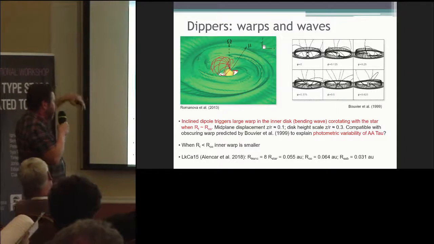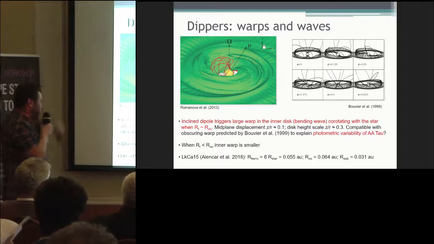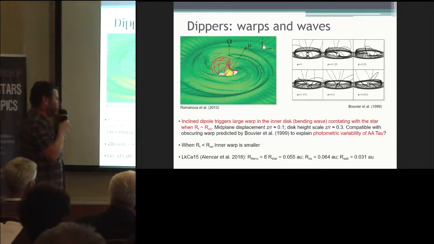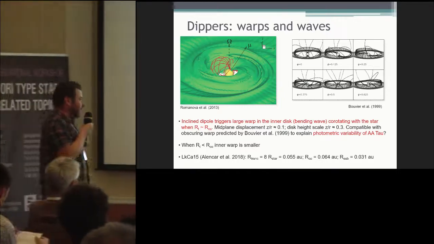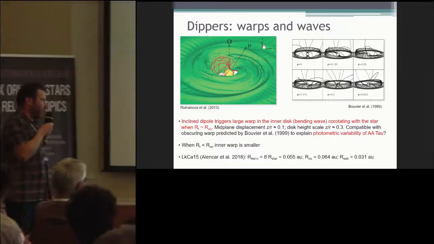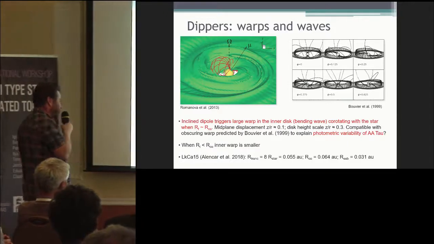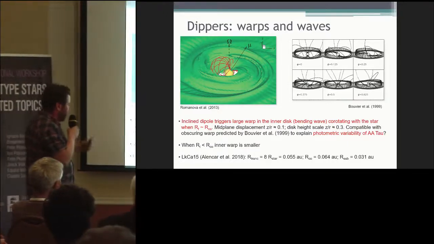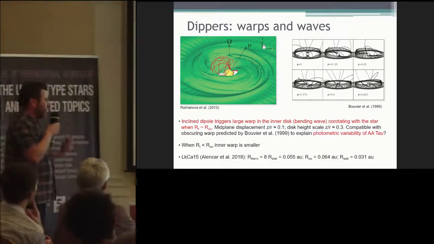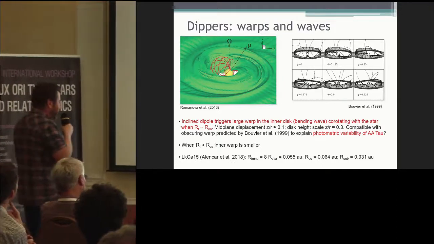And this bending wave, this warp wave, seems to corotate with the star, especially when you truncate the disk close to the corotation radius. This really resembles the cartoon that Jérôme Bouvier proposed to explain the variability of AA Tau. And actually, they also showed that when you truncate the disk farther than the corotation radius, the inner warp can get smaller or can even disappear.